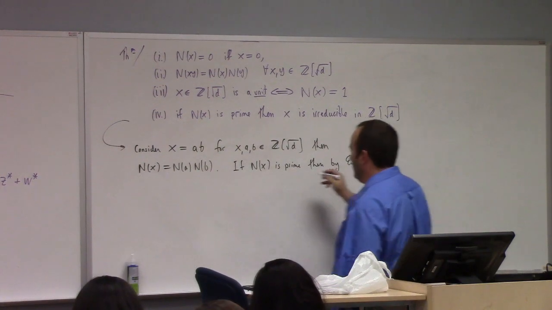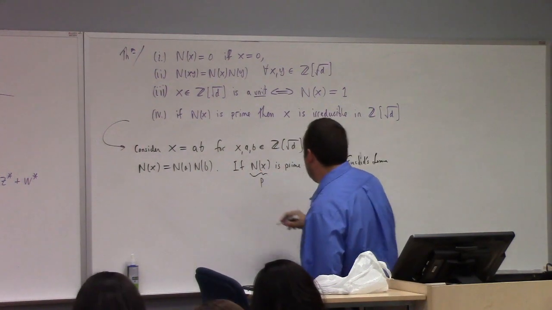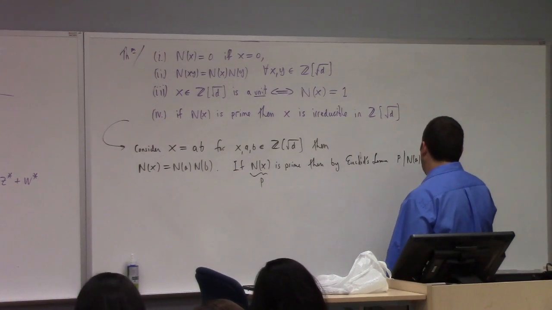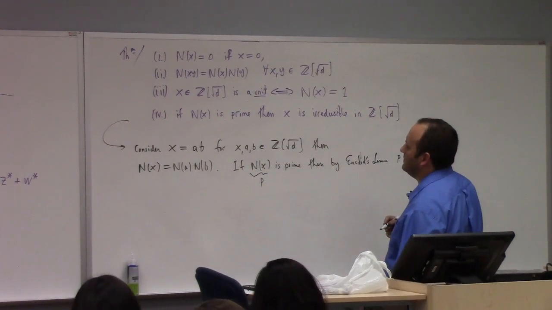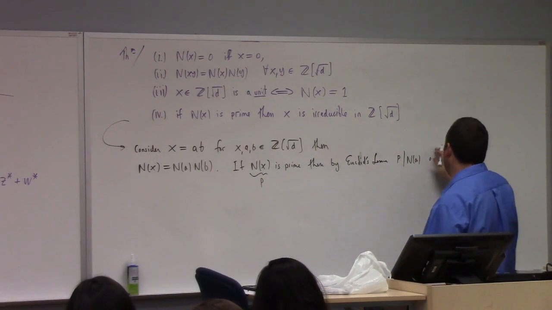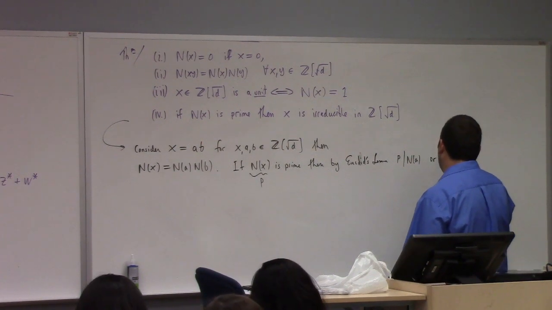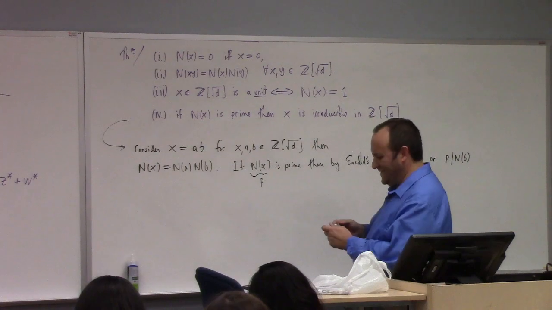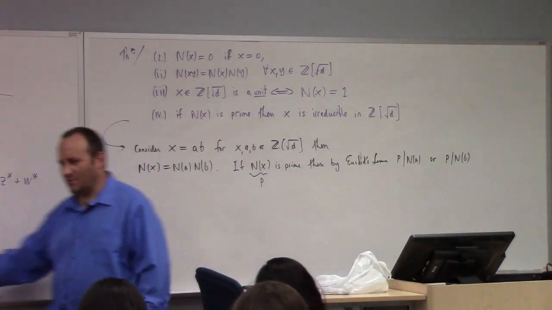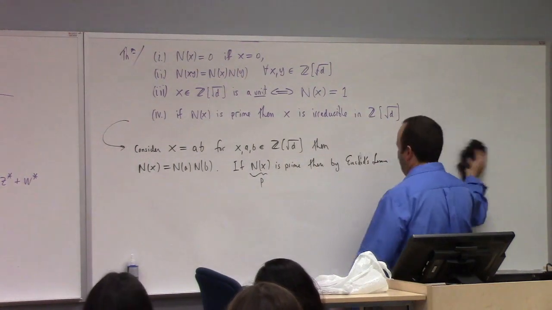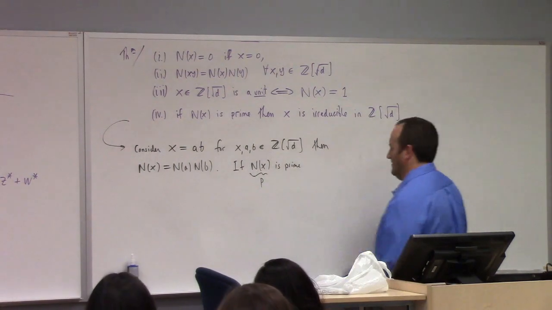Either, let me call this prime p. p divides N(a). Well, wait a minute. If N(x) is prime, then p divides N(a) or p divides N(b), but not both, right? Well, how can I say it? That's a stupid way of saying it. What's a better way of saying it? If p is prime, what does that say about N(a), N(b)? Forget Euclid's lemma. Then what?